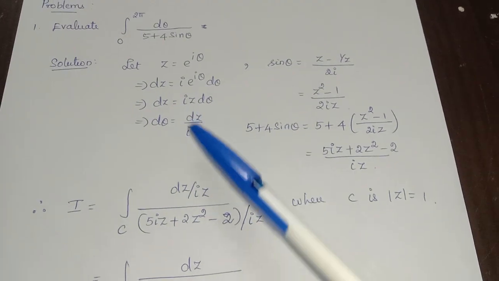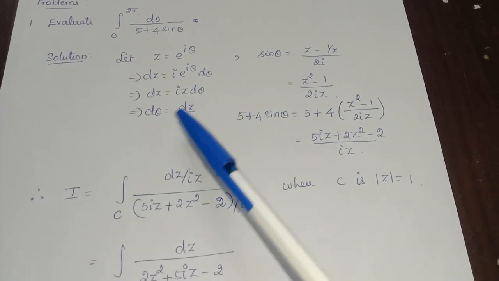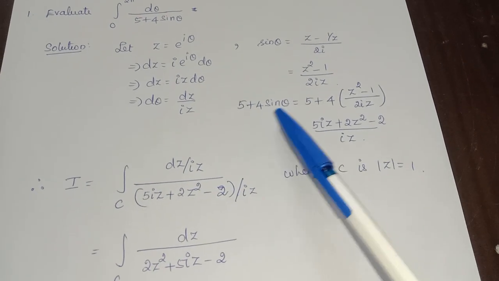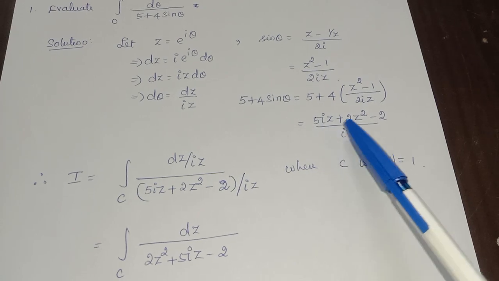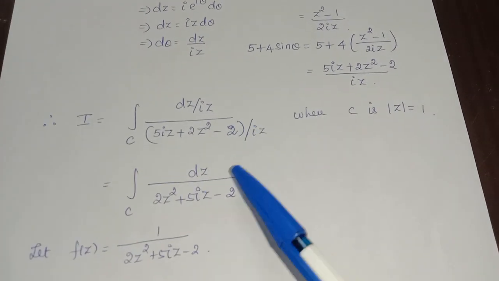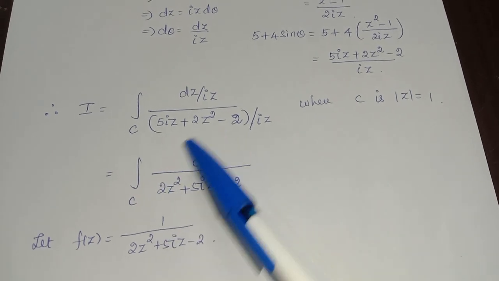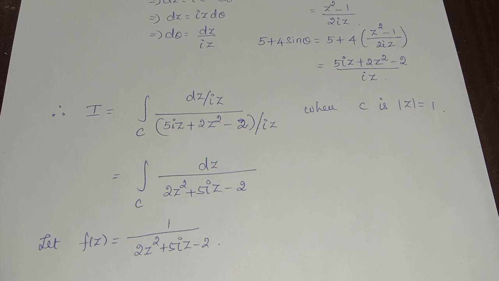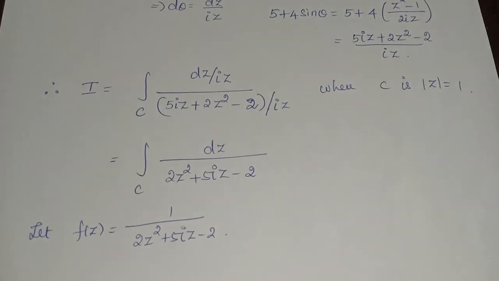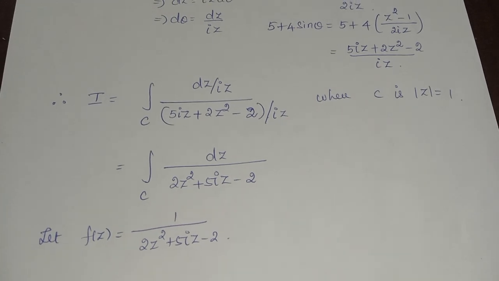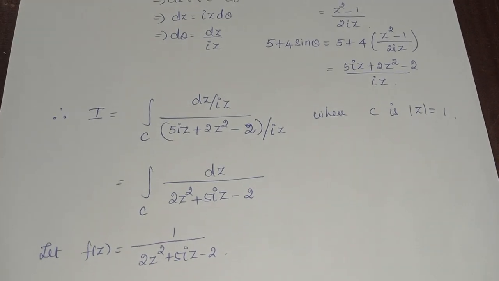Okay. So let us substitute the values one by one. Instead of d theta, I have to substitute dz by iz divided by 5 plus 4 sin theta, which is 5iz plus 2z square minus 2 by iz. So this iz gets cancelled. So we have integral over C of 2z square plus 5iz minus 2. Now let me take this function as f of z. Now this is exactly like a complex integration, no? So over the unit circle, mod z equal to 1, we have to evaluate.